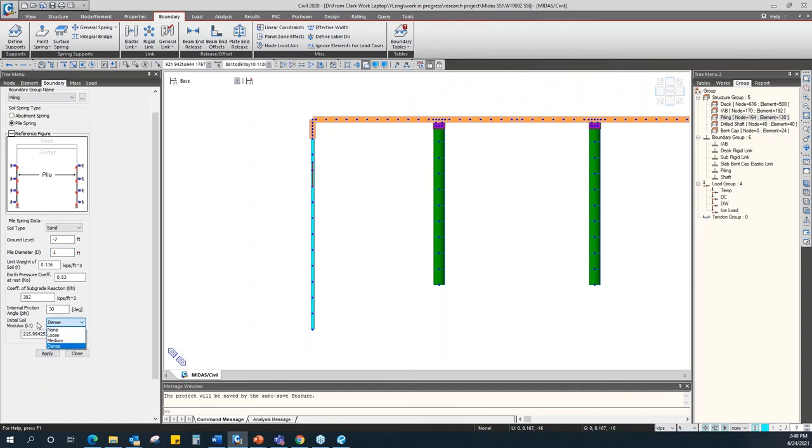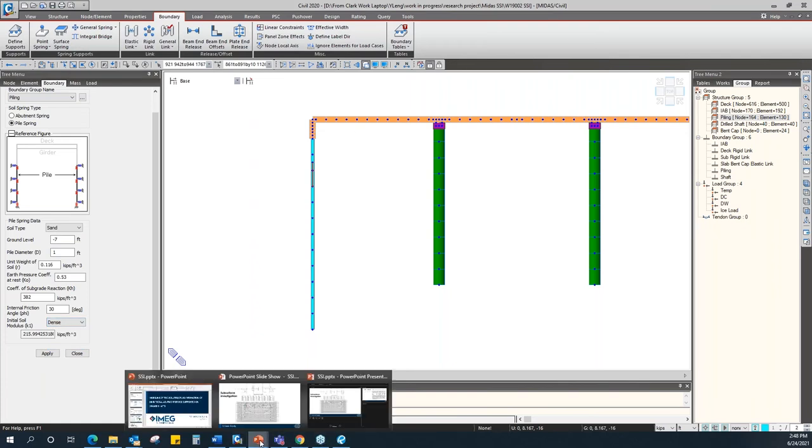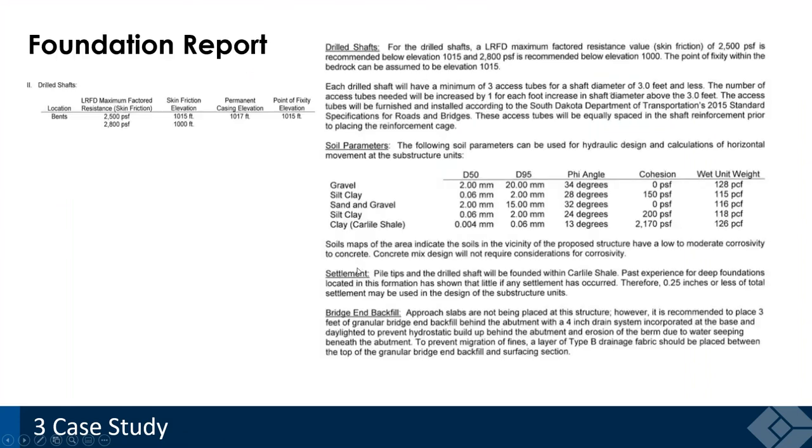So for the initial density, we choose dense, and then we go back to the PowerPoint to get the numbers from the soil report. For sand and gravel, the phi is 32 degrees, and the unit weight is 116 PCF.